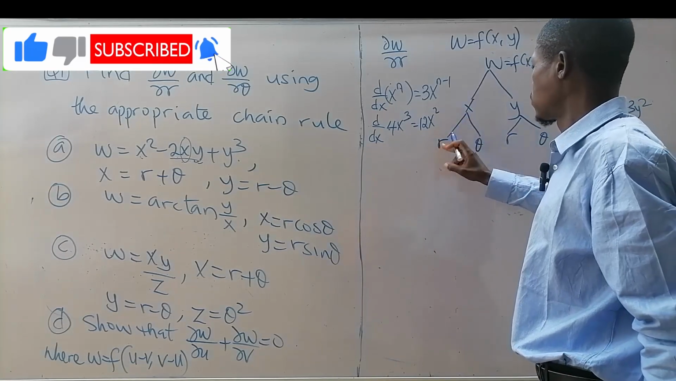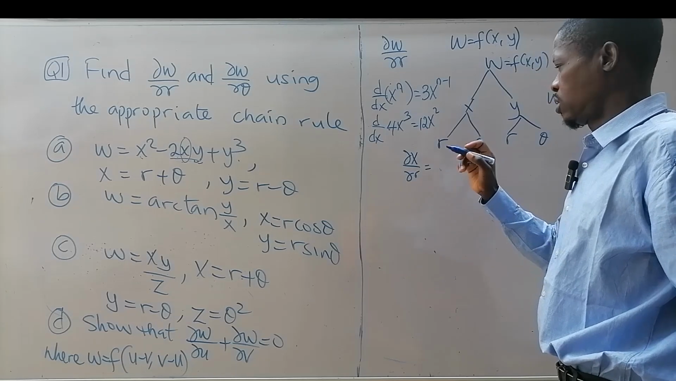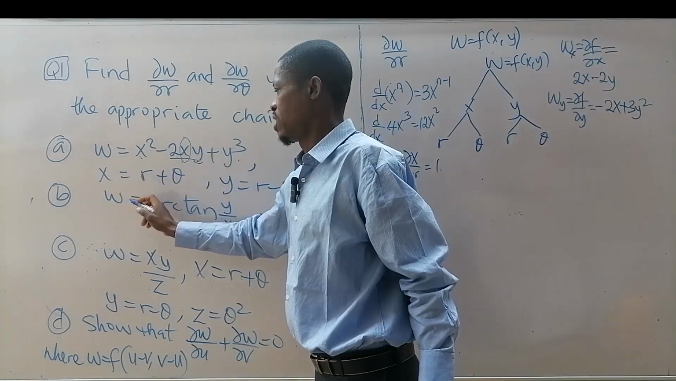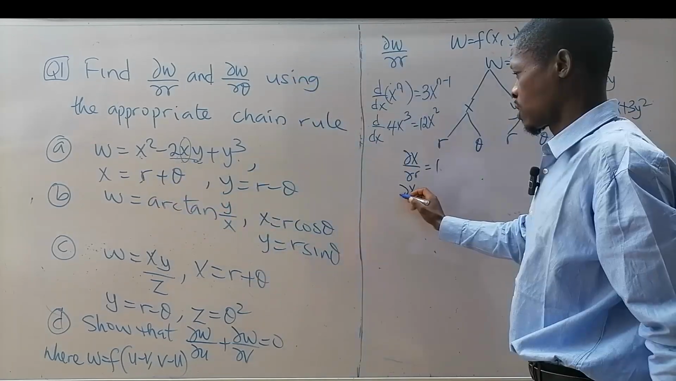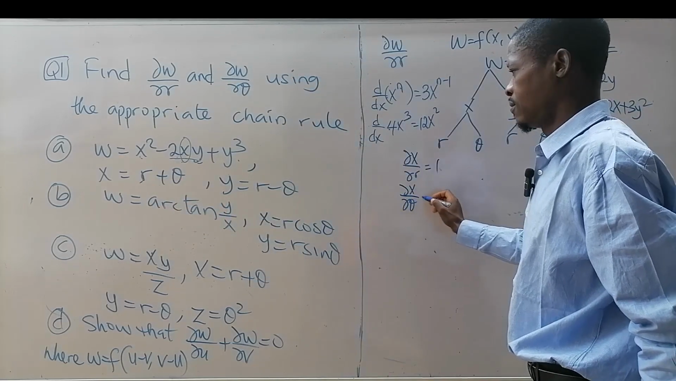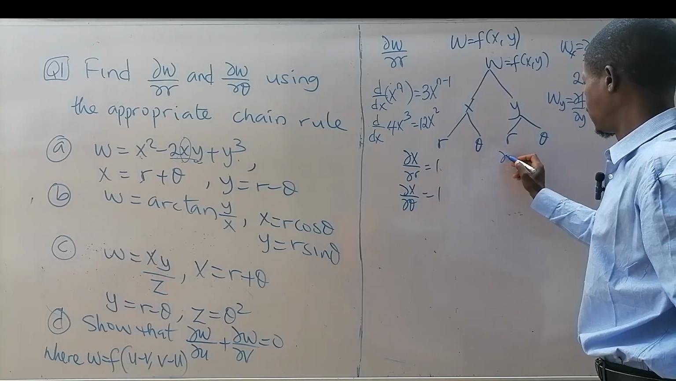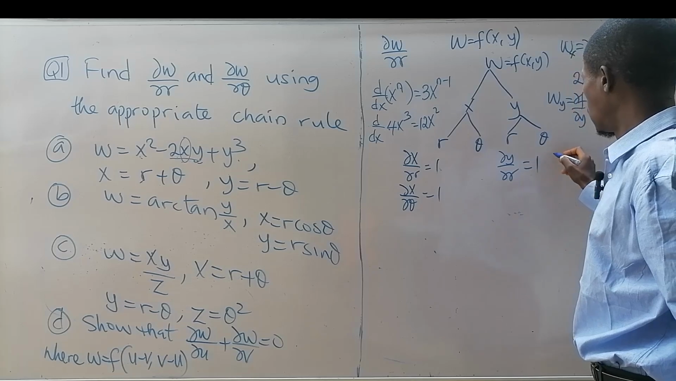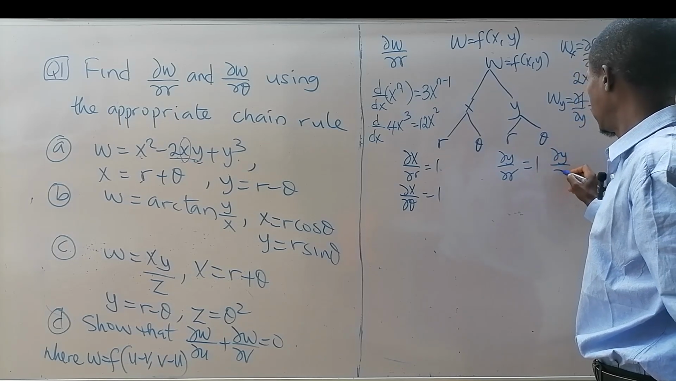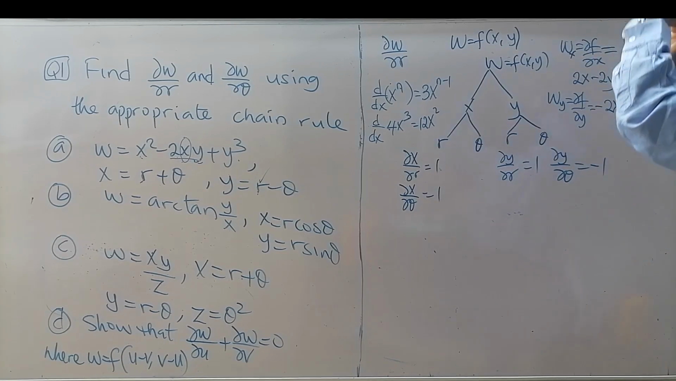Now x is a function of r. ∂x/∂r will be equal to 1, differentiating partially with respect to r, so this is 0. So that's 1. ∂x/∂θ, that's also 1. Do the same thing for y. ∂y/∂r, that's 1, and ∂y/∂θ, that's minus 1. So we've gotten the necessary equations.